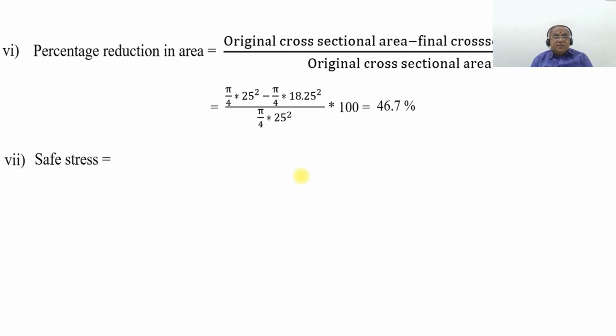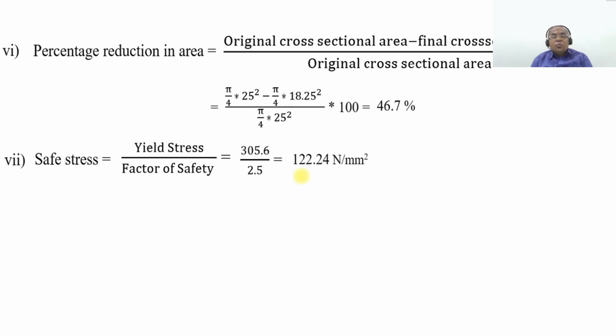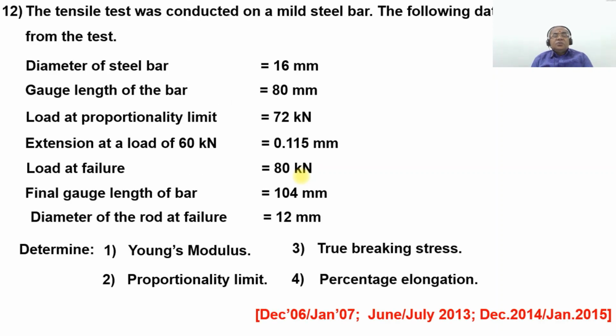So what is the safe stress, which is the yield stress by factor of safety? Yield stress is 305.6 divided by the factor of safety, 2.5. So on simplification, you are going to get that value as 122.24 Newton per mm square. So this is how you will be able to find the solution for the last problem.